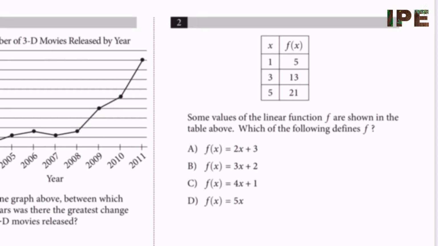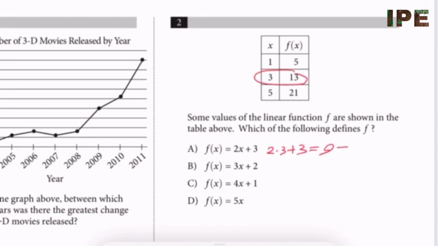Some values of a linear function f are shown in the table above. Which of the following defines f? Same kind of problem. We already solved that problem, right? So just plug in 1 for x, and then the value of f(x) should be 5. When you plug in 3 for x, the value of f(x) should be 13. Let me try the second point, because usually the first point is satisfied by at least two answers, or all answers. So try to plug in 3 for x. So it is 2 times 3 plus 3, which is 9.